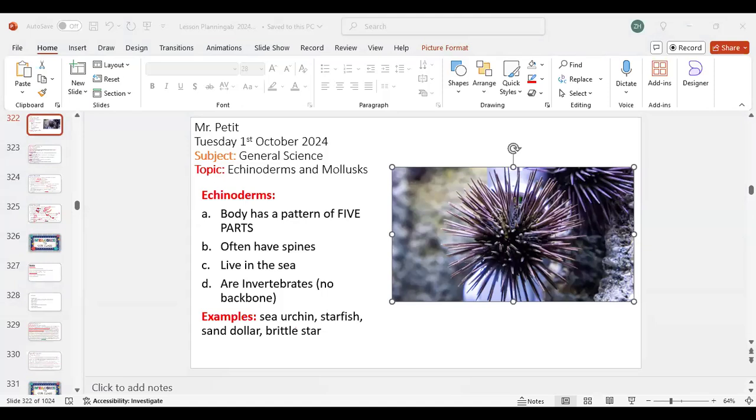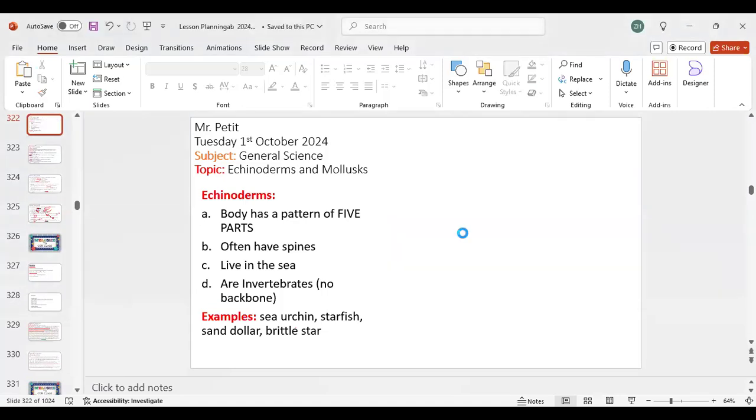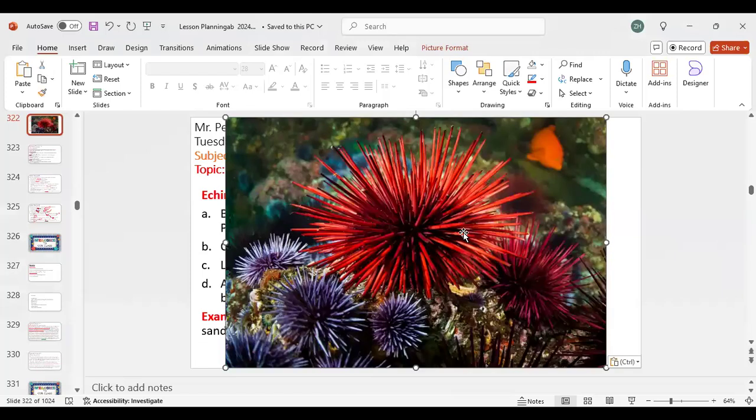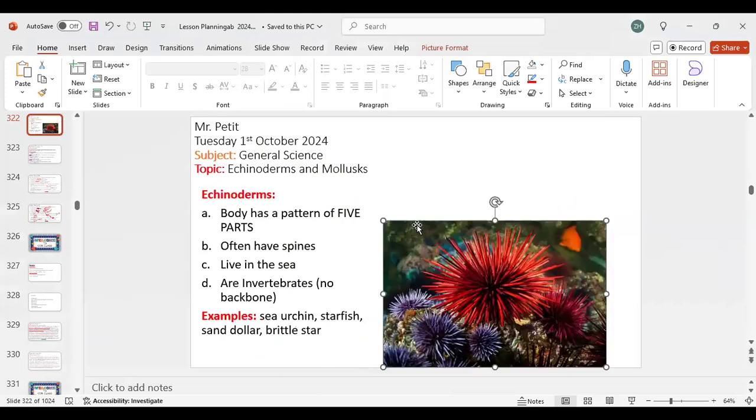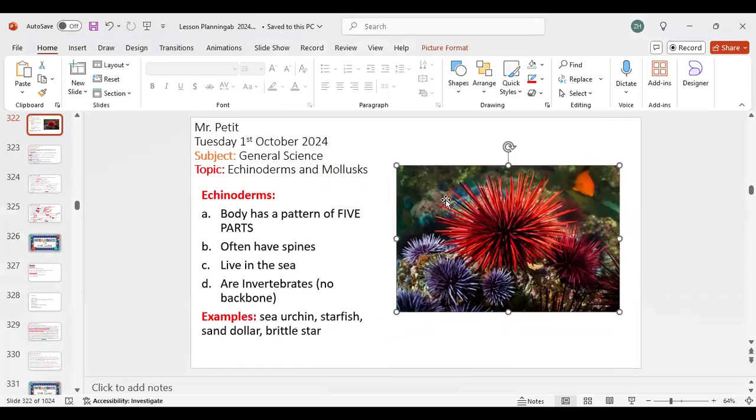No, it's not exactly the same. Sea eggs are different. They look pretty spiky for any animal to eat. And what is this again? This is a sea urchin. Sea urchins, very spiky.